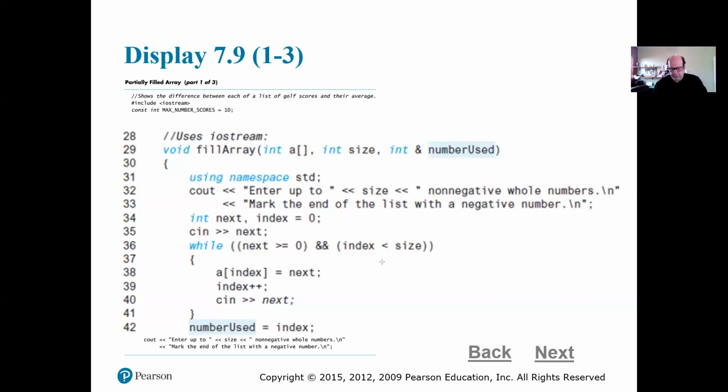So if I'm asking the user for 10 numbers and the user puts 12 numbers, I'm going to stop at 10. That's all the room I have. And if the user puts, let's say, 5 numbers and a negative number, then it's going to stop this loop too. It's going to put the index into the number used. The reason it's doing that is because number used is going to get out of this function. So number used is called by reference. So when I put the index into number used, it's going to return that one for me.